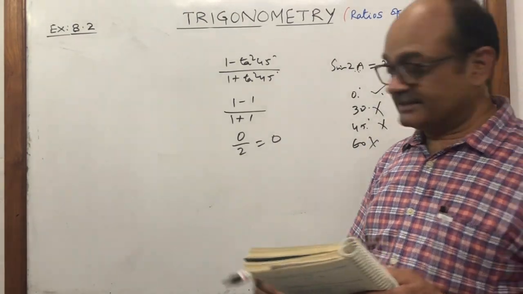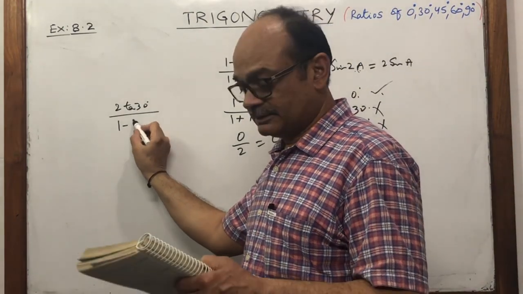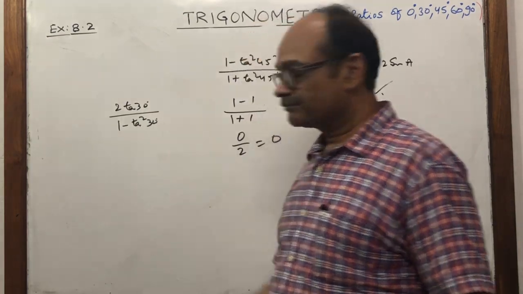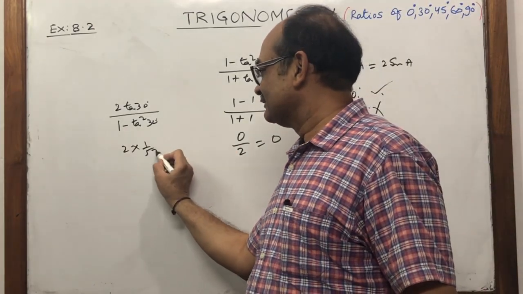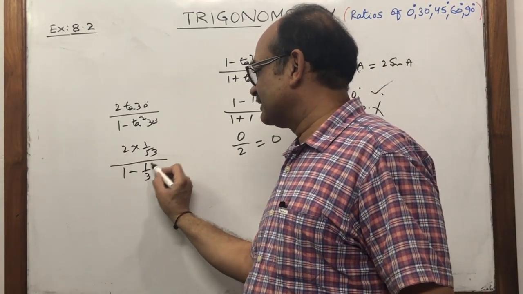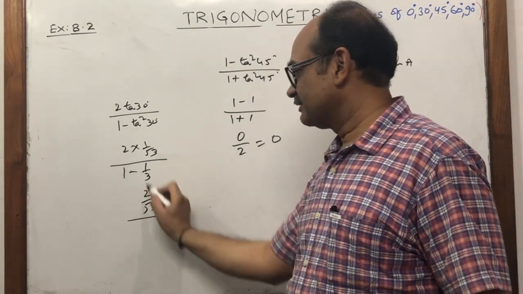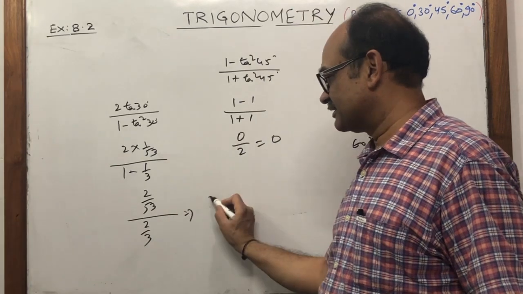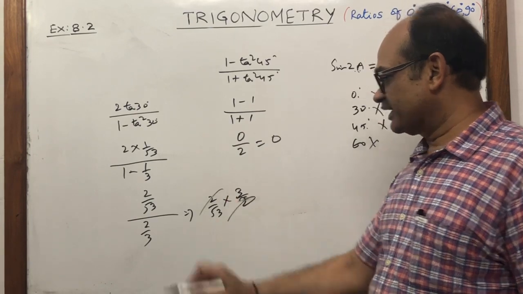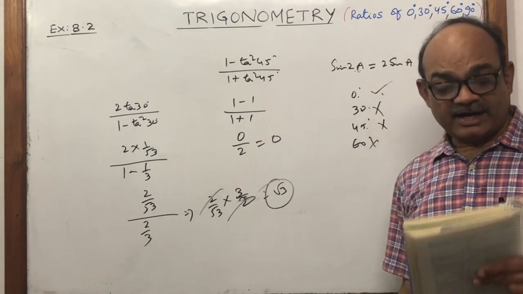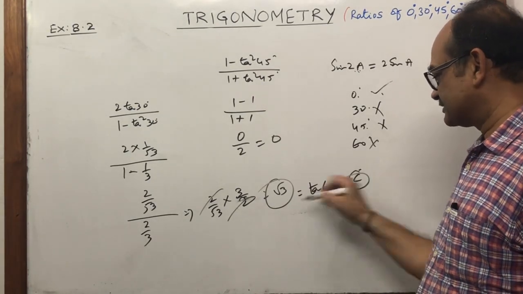Next sum is 2 tan 30 divided by 1 minus tan square 30. What is tan 30? Now the values are getting memorized. 1 by root 3, and 1 minus 1 by 3 because it is a square. 2 by root 3 divided by 2 by 3. That means 2 by root 3 into 3 by 2. 2 and 2 cancel out. You are getting only root 3. And root 3 is the value of tan 60. That means C part is the correct answer.